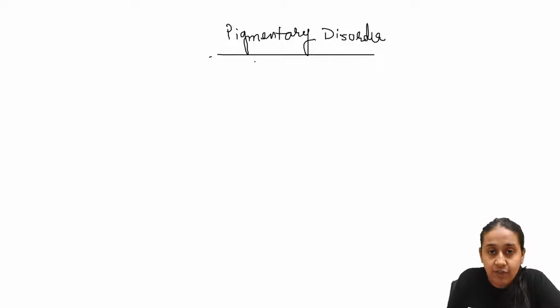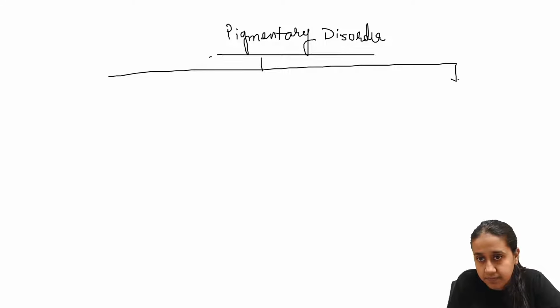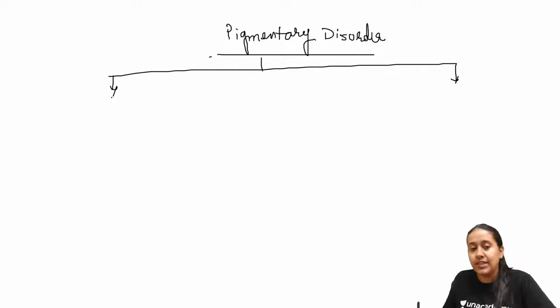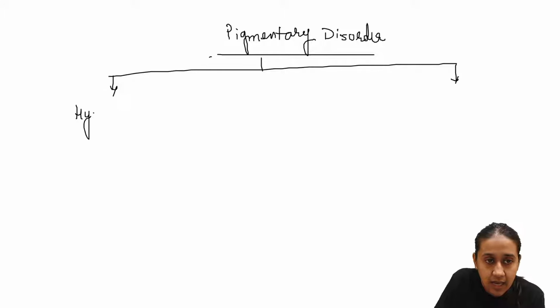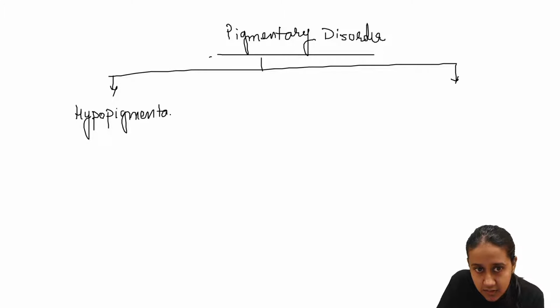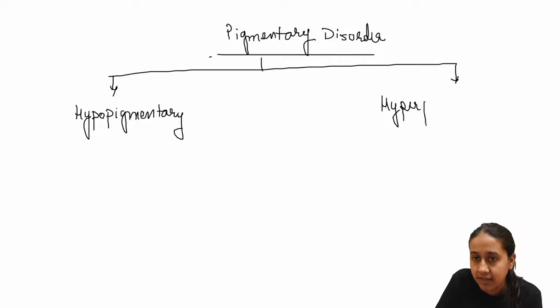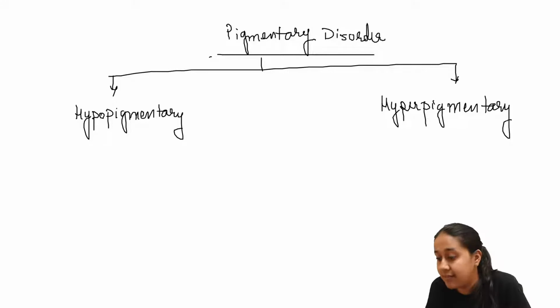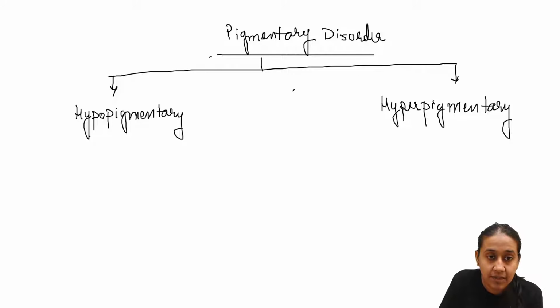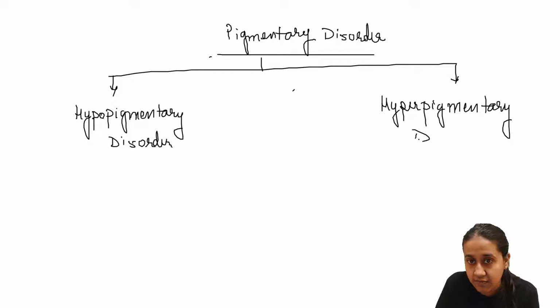Okay, we have two types of pigmentary disorders. One is hypopigmentary and another is hyperpigmentary. Hypopigmentary and hyperpigmentary disorders. ठीक है जी, very important.